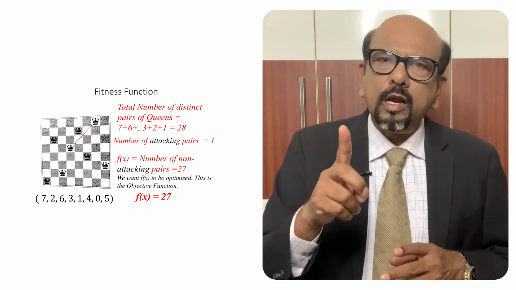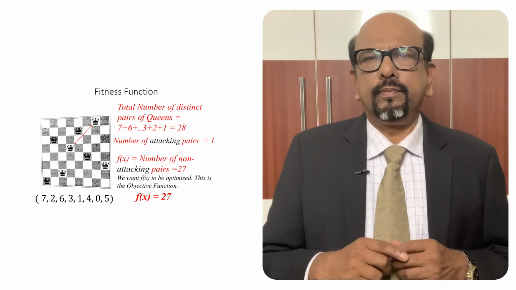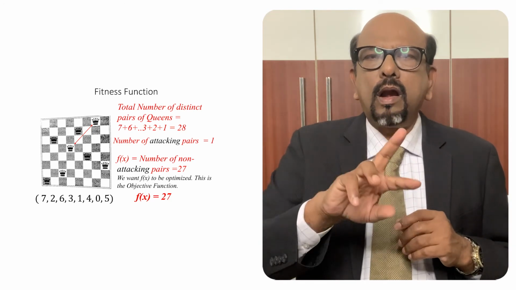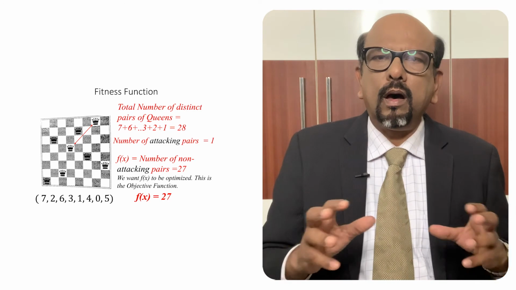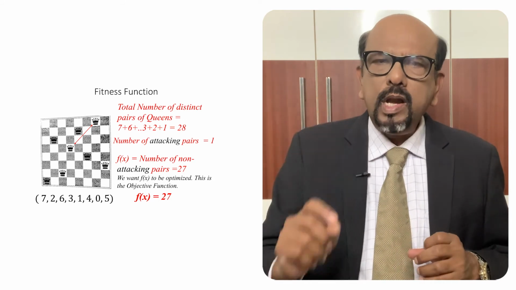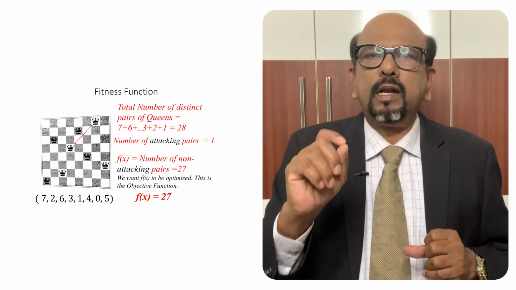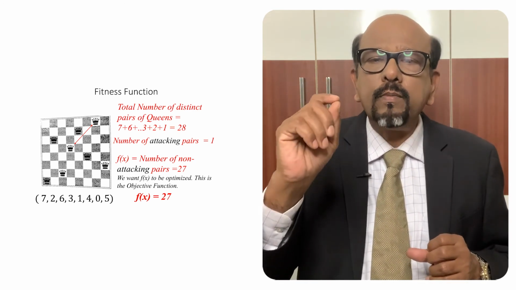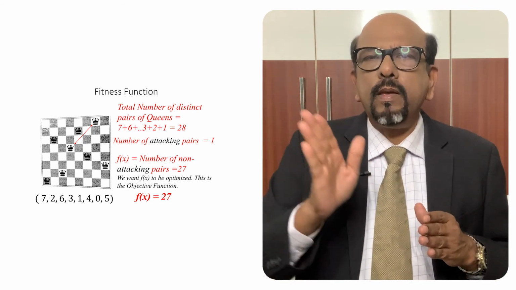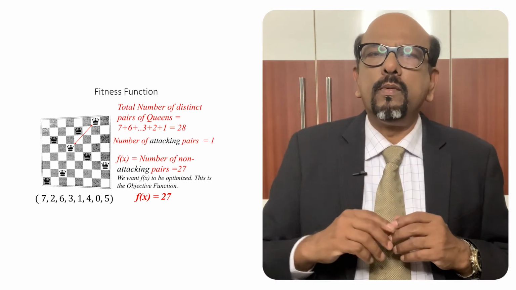If there are 8 queens and you want to choose how many distinct pairs there are, 28 are there, because 8 into 7 is 56. Since the order is immaterial, AB and BA are considered to be the same pair. They are not separate, different pairs. So there are 28 distinct pairs, and we want all the 28 distinct pairs to be in non-attacking positions. So if you count how many pairs are in non-attacking position, you must be moving towards 28. If you have 28, then you have reached the goal state.